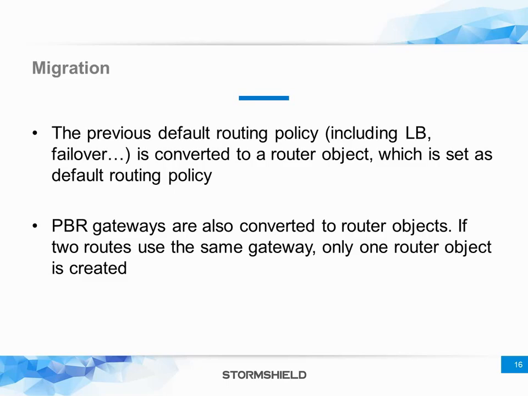So let's talk now about migration from version 1. The default routing policy you had in version 1 is automatically converted into a router object, which is set as your default gateway. This allows you to get the exact same features as you had. Policy-based routing gateways are also converted to router objects. If you had several filtering rules using the same gateway, only one object will be created and used in all these rules.